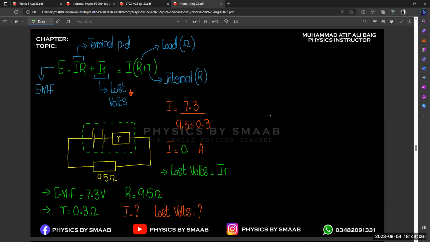Okay, so this will be our answer. Again, to two significant figures, you may round it off. So this is the basic concept of internal resistance, right? It's kind of easy. You just need to know the two formulas.